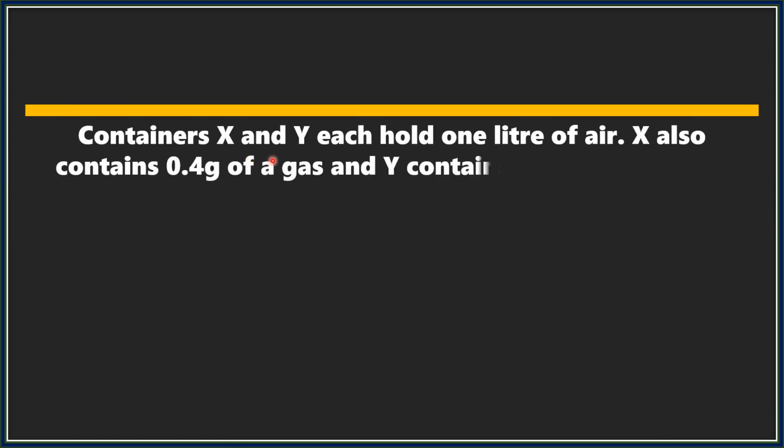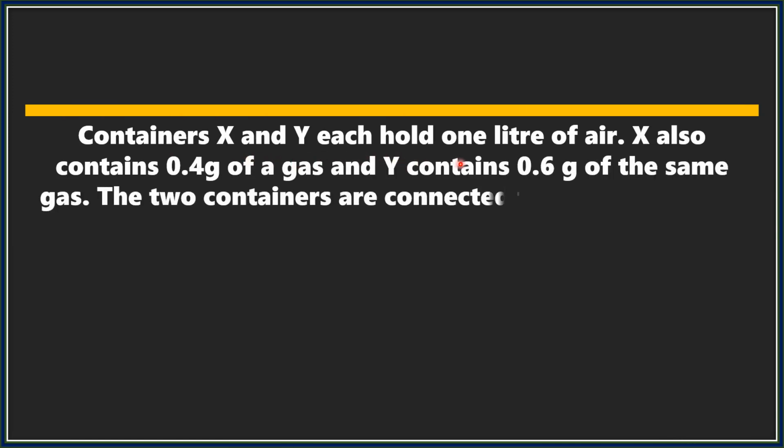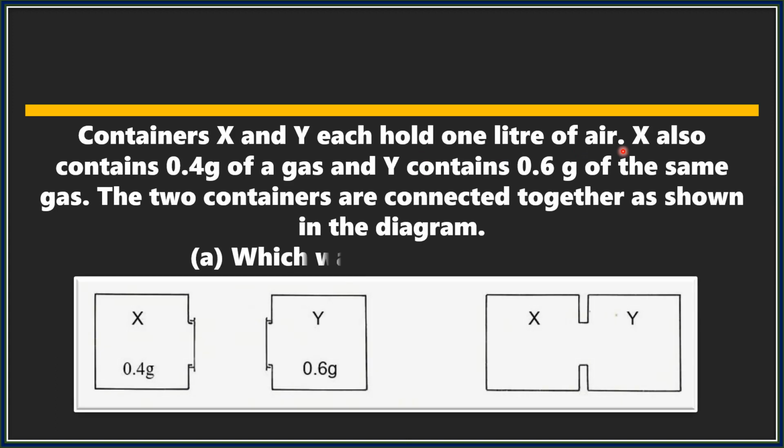Container X and Y each hold 1 liter of air. X also contains 0.4 grams of a gas, and Y contains 0.6 grams of the same gas. The two containers are connected together as shown in the diagram. A. Which way will the gas diffuse?